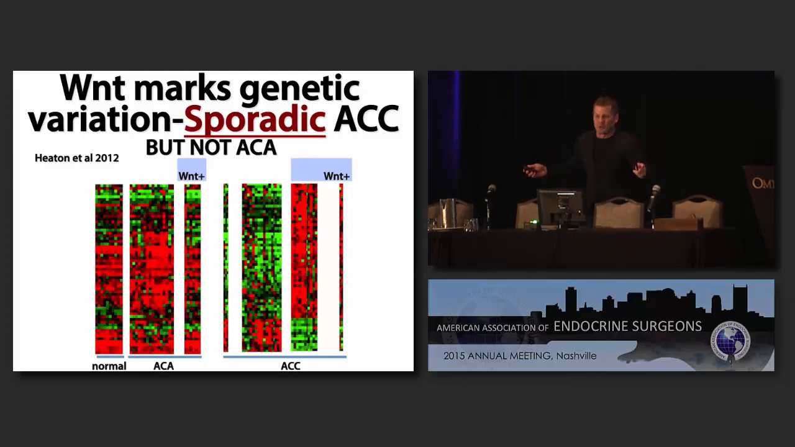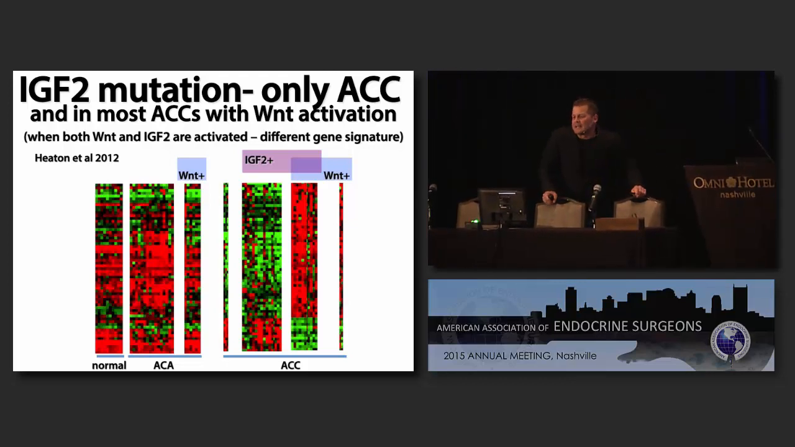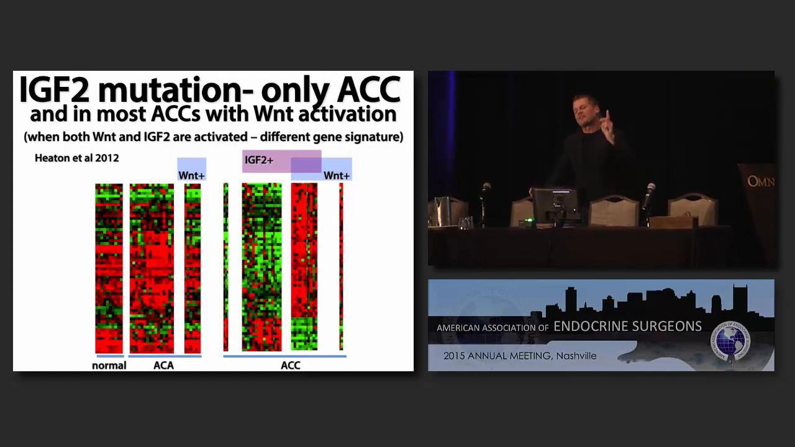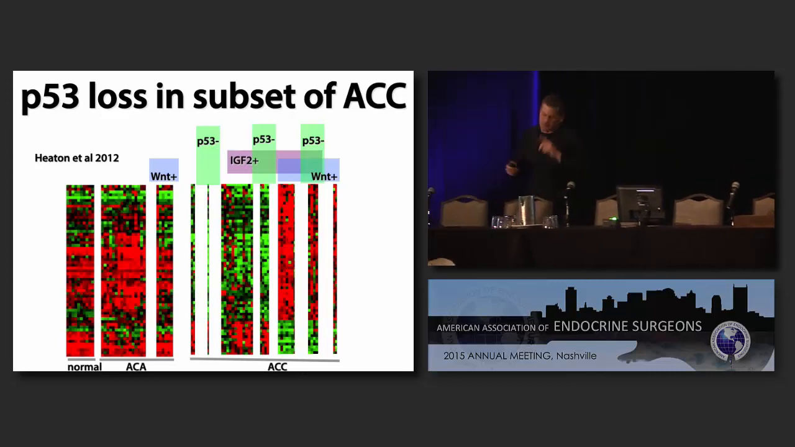We and others have now shown that. It's a longer discussion. But if you have a Wnt mutation, it's not enough to cause cancer because it happens in an adenoma too. And indeed, the IGF pathway is critical to this process. And indeed, IGF mutations only happen in sporadic adrenal cancer. And when they happen with a Wnt mutation, it's that combination which contributes to that unique signature in the overlap, which is red. But an IGF mutation, as I mentioned, never happens in an adenoma. P53, it doesn't matter. It doesn't care where and when it happens. It can happen with or without either of the mutations.